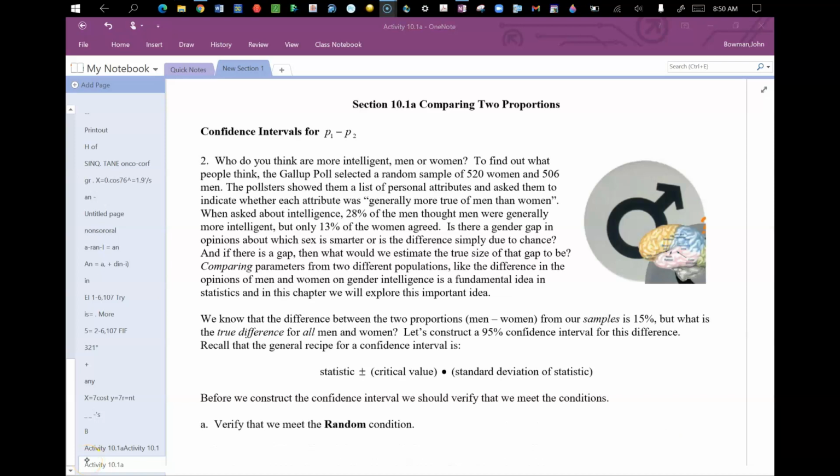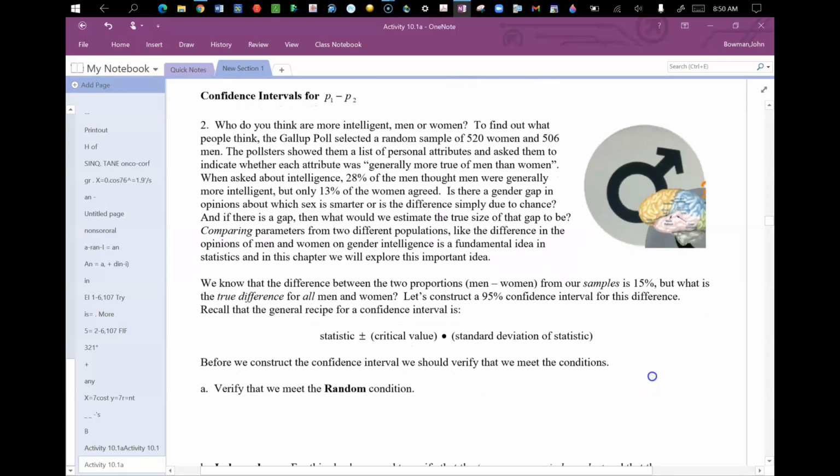The next thing we would like to do is construct confidence intervals to estimate the difference in two population parameters or proportions. So we're going to use this scenario about a Gallup poll and how people feel about the intelligence of men versus women. Who do you think are more intelligent, men or women? To find out what people think, the Gallup poll selected a random sample of 520 women and 506 men. The pollsters showed them a list of personal attributes and asked them to indicate whether each attribute was generally more true of men than women.